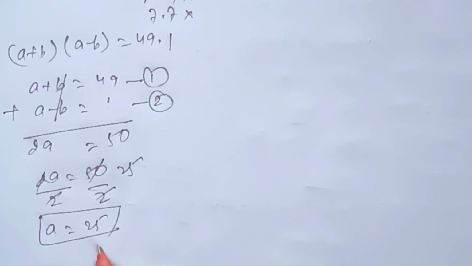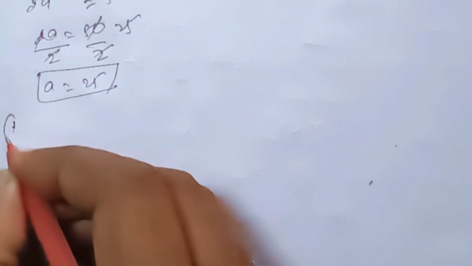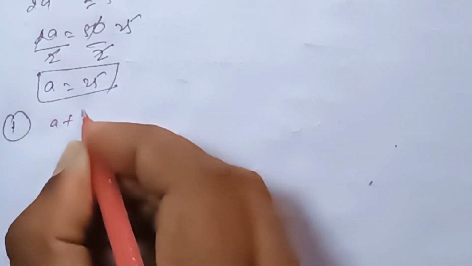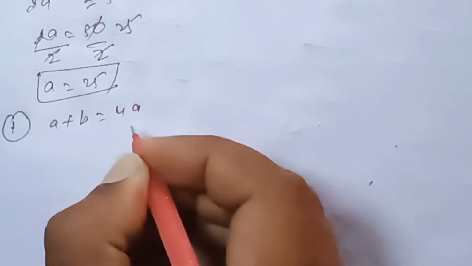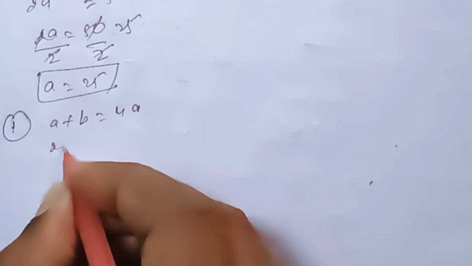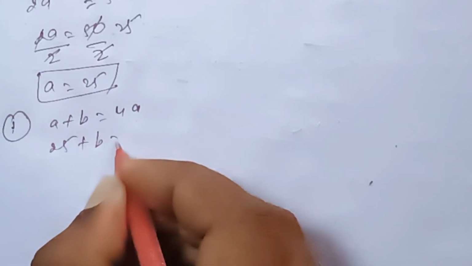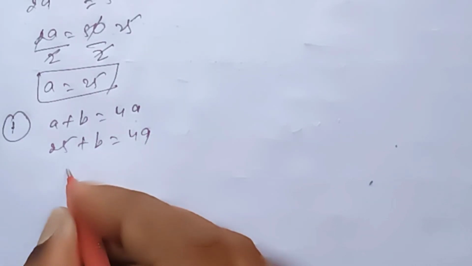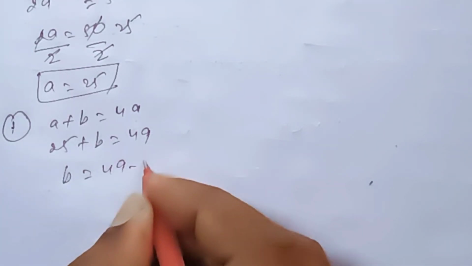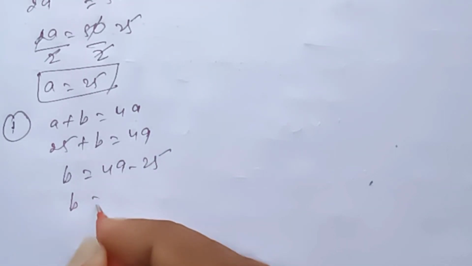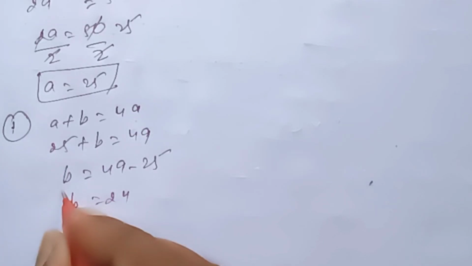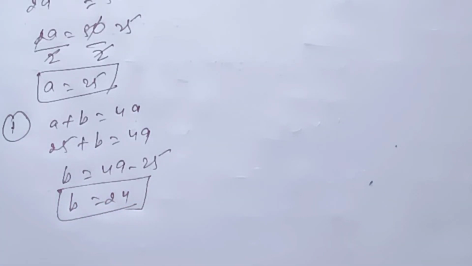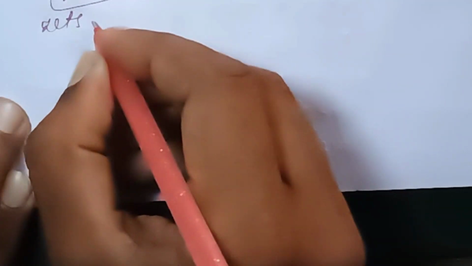Here a value we get, now we want to find the value of b. Equation 1 says that a plus b is equal to 49. The a value is 25, so 25 plus b is equal to 49. Therefore b is equal to 49 minus 25. B is equal to how much? 24. B value is 24. Let's check whether this value will be correct or not.